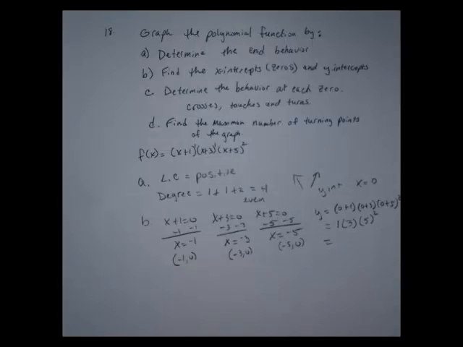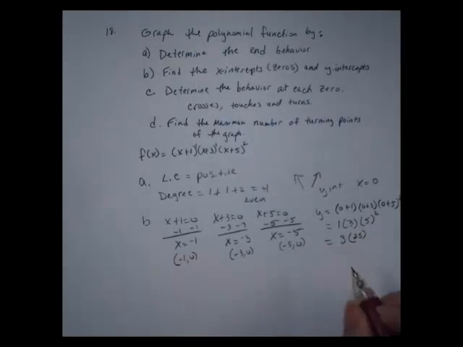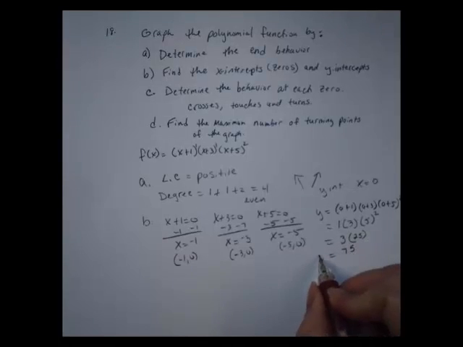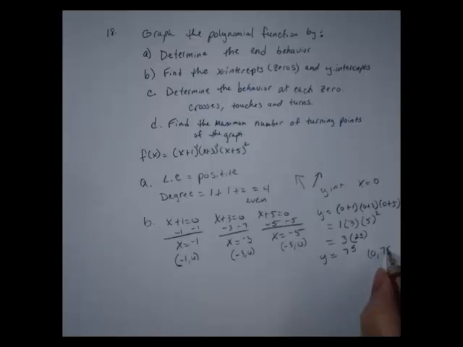Well, 1 times anything is just going to be whatever number it is. So we've got 3 and 5 squared will be 25. So in this case, our 3 times 25 is going to get us 75. So this will give us the point (0, 75). That will be the y-intercept.